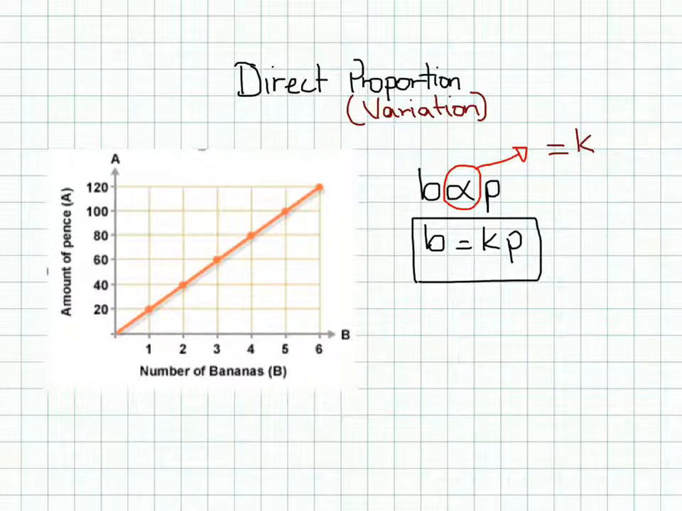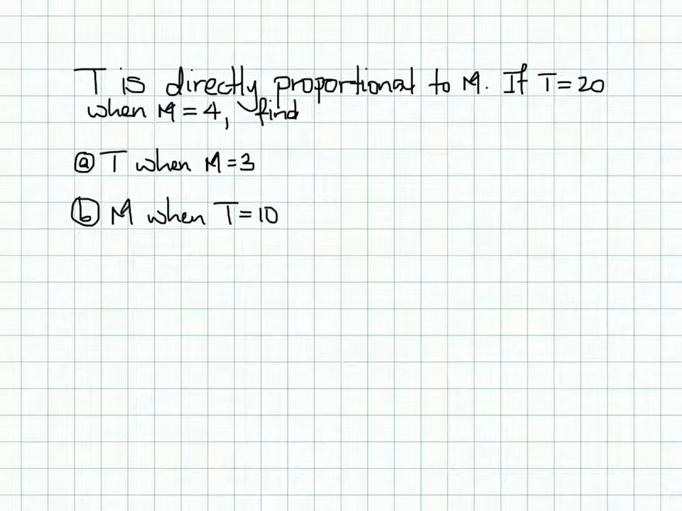Speaking of problems, let's solve a problem. So here's our first problem for us to have a think about. Let's have a quick read of it, if you can manage to read my handwriting. It's really difficult to write on this. T is directly proportional to M. If T is equal to 20 when M is equal to 4, find all of this other stuff down here.